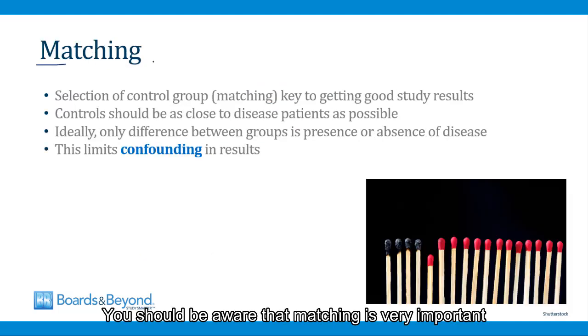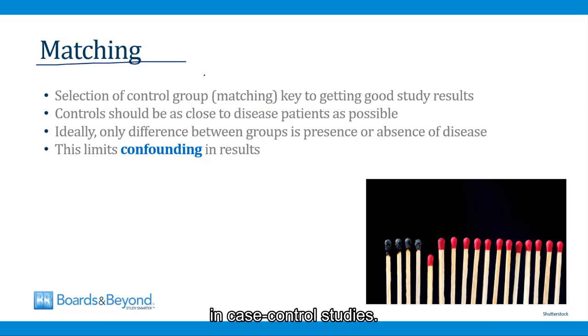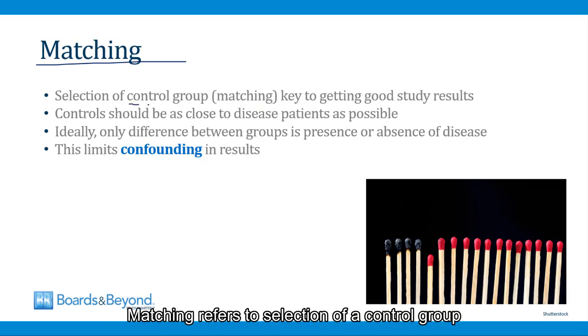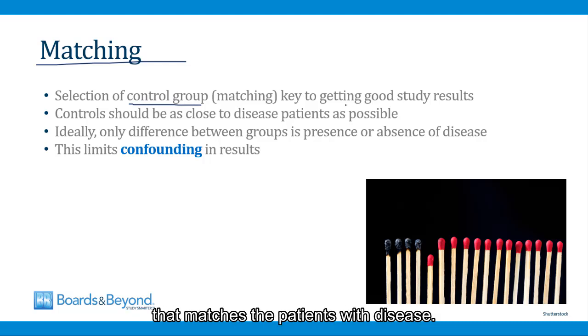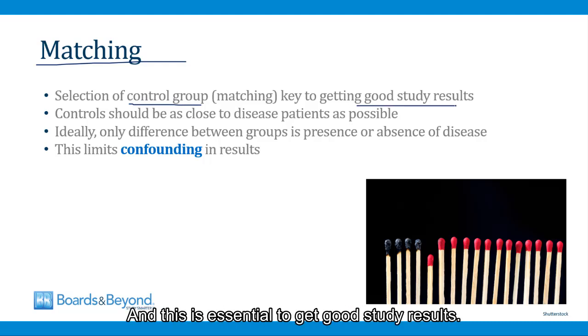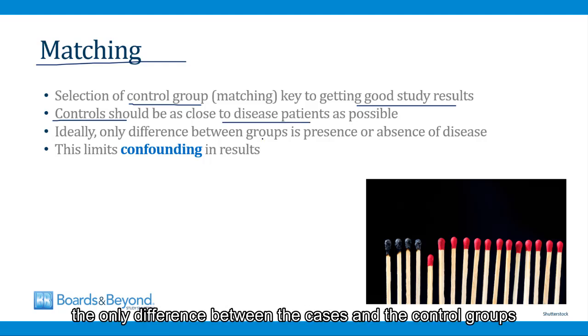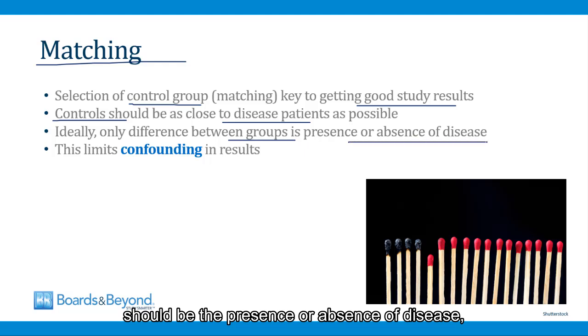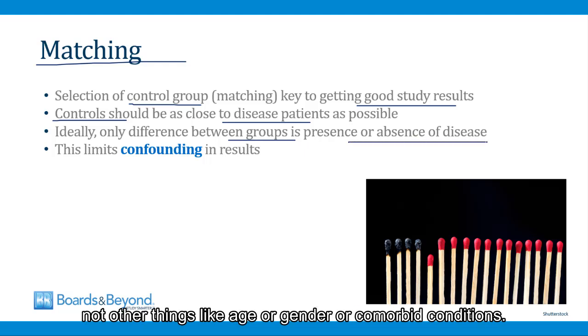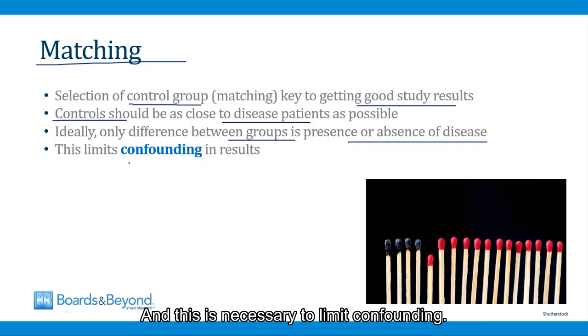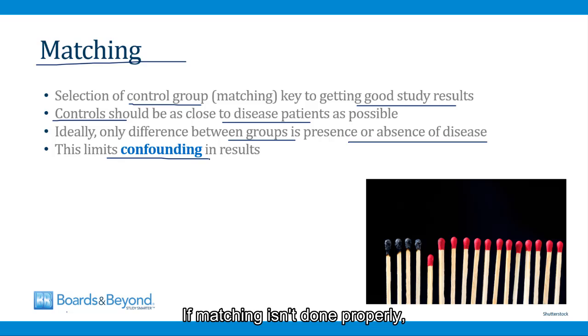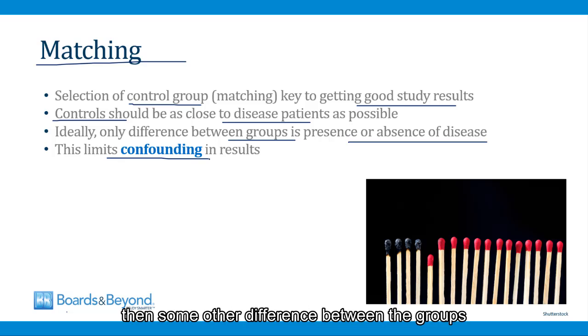You should be aware that matching is very important in case control studies. Matching refers to selection of a control group that matches the patients with disease, and this is essential to get good study results. In a case control study, the controls should be as close as possible to the disease patients. Ideally, the only difference between the cases and the control groups should be the presence or absence of disease, not other things like age or gender or comorbid conditions. And this is necessary to limit confounding. If matching isn't done properly, then some other difference between the groups besides presence or absence of disease may explain the results.